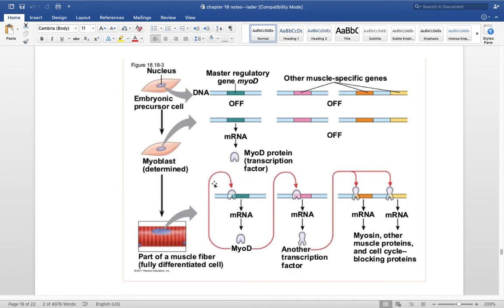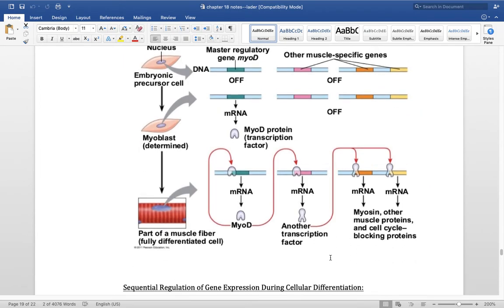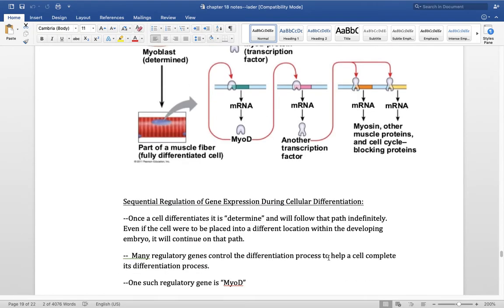So when MyoD is produced, you can see it right here, it serves as a transcription factor for other genes. So here's where the sequence is coming, and then that gene that it turns on is going to produce another transcription factor. But look at this transcription factor here. This transcription factor is going to turn on multiple genes. It's going to turn on a gene that codes for myosin, and some other proteins that it says: myosin, other muscle cell proteins, and cell cycle blocking proteins. Could be like tumor suppressors and stuff. Gets into some heavy stuff here. But that just shows you the sequence right there.